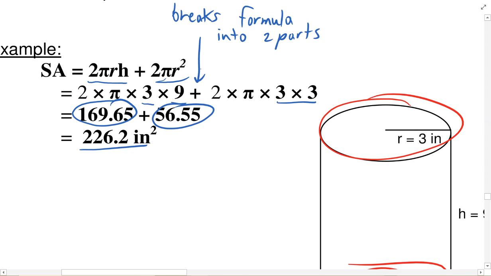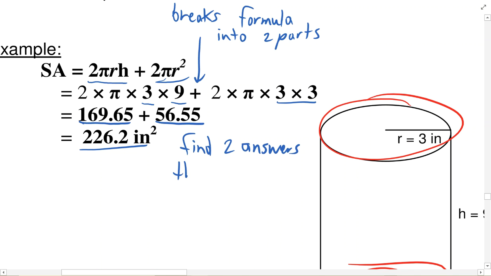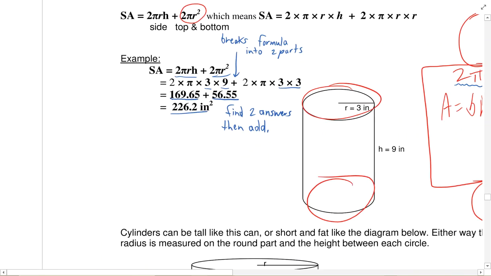And that's why here you have to have an answer at the front, an answer at the back, and then add them together. Okay, so you have to find the two answers, and I like to use 4 decimals, and then you have to add.